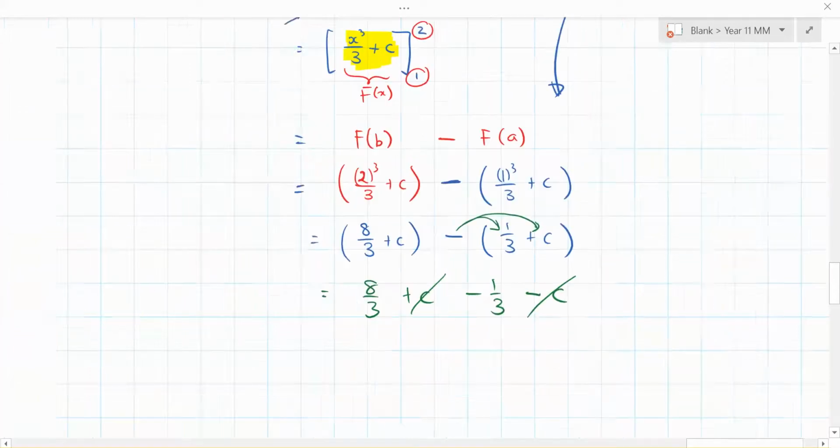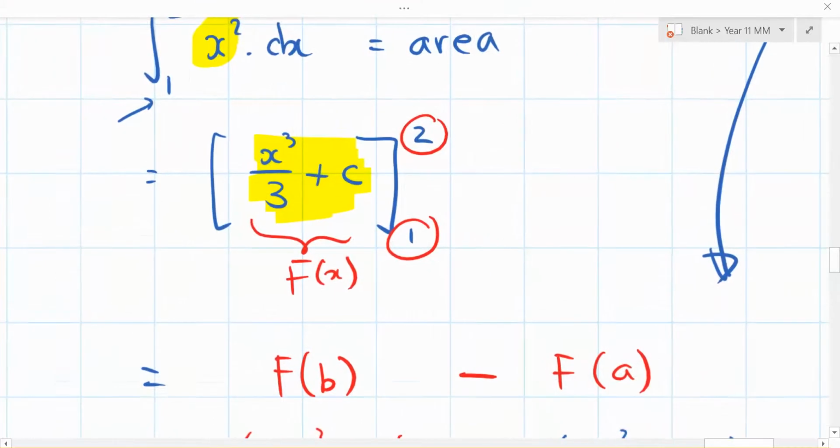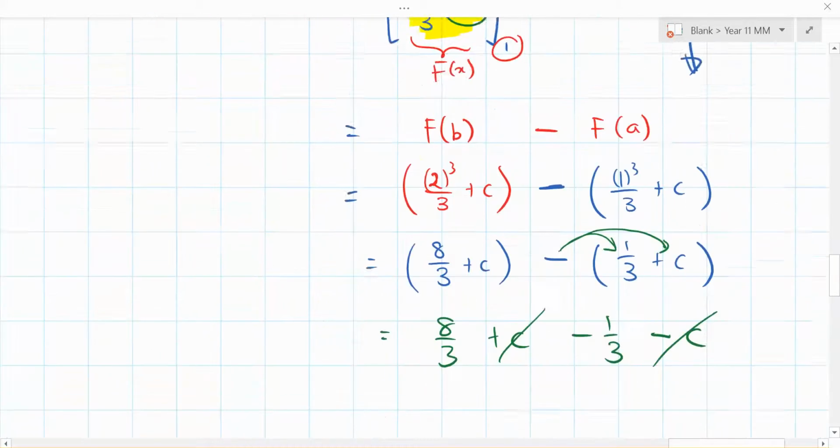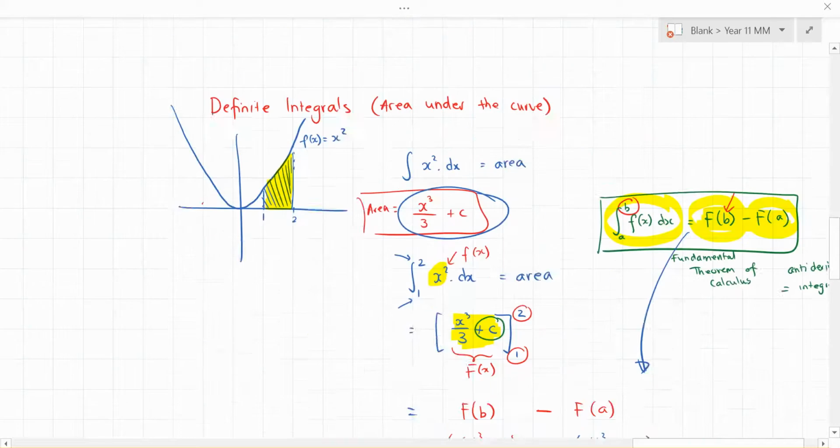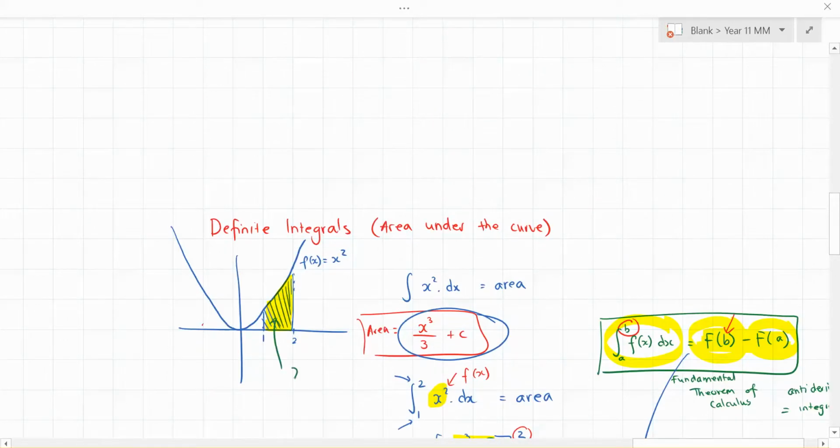So that means next time when you do your antiderivatives for the definite integrals, you don't need this plus c. You know it's going to cancel out. But you can put it in by all means. You'll find that it always cancels out. Okay? But anyway, you end up with 8 on 3 minus 1/3, and that gives you 7 on 3. And what that tells me is you get 7 on 3 squared units, which means the area under this curve here is 7 on 3 squared units.